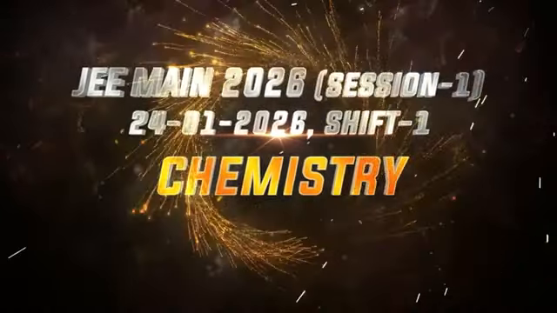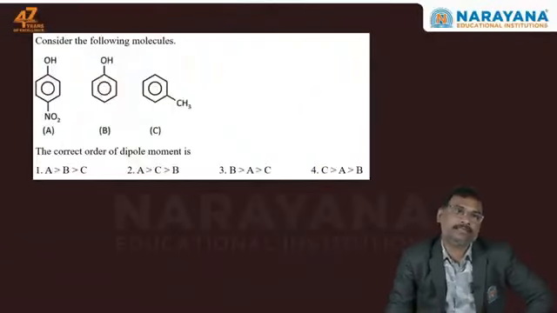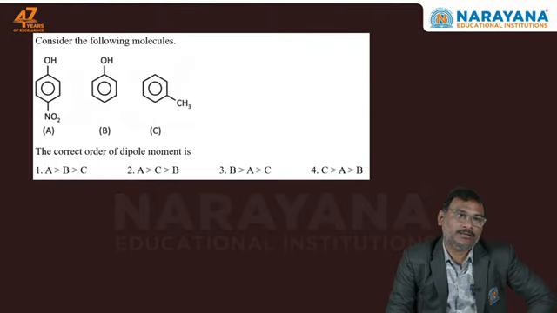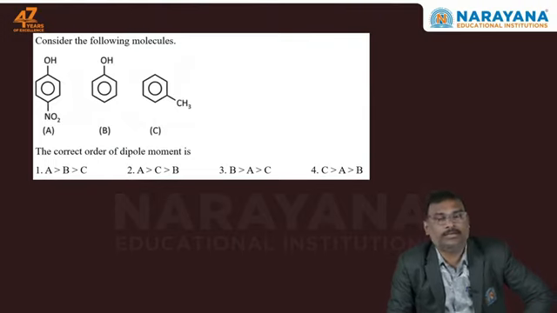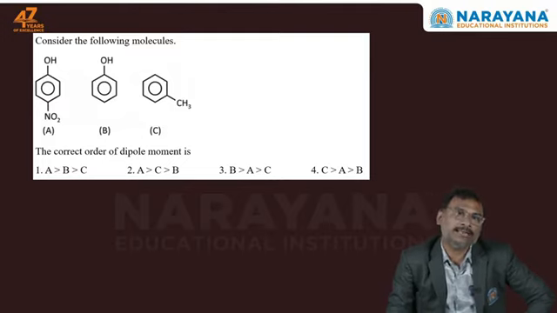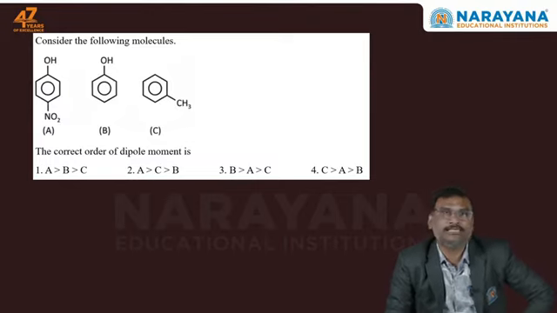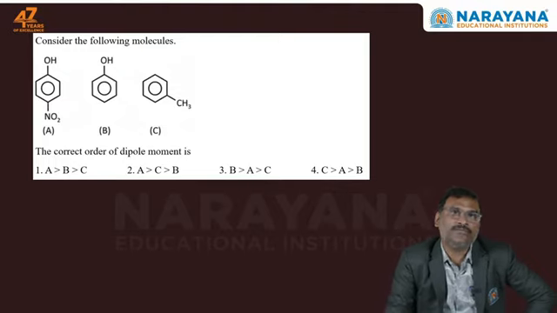Now moving to chemistry. Hi students, let us go for the next question. Consider the following molecules: A, paranitrophenol; B, phenol; C, toluene. He asked to find the correct order of dipole moment. In this type of question, we just have to identify the flow of electron density, that is, the direction of electron flow. If you are able to identify it, you can get the answer.